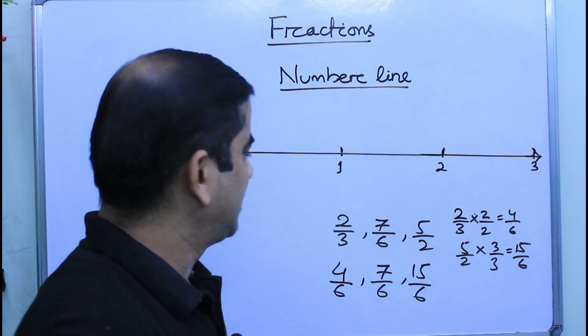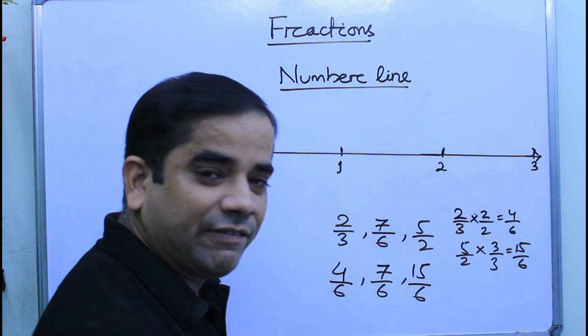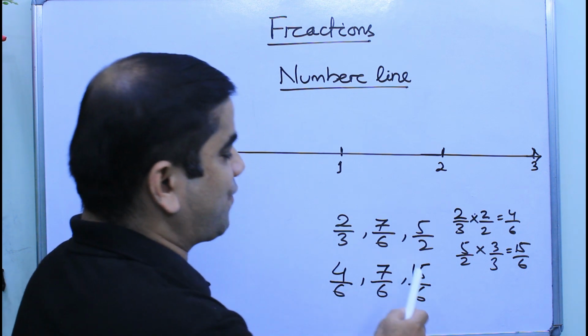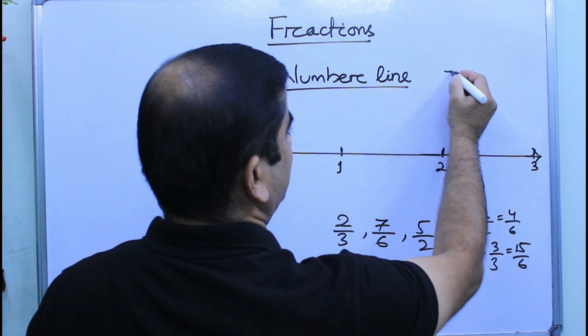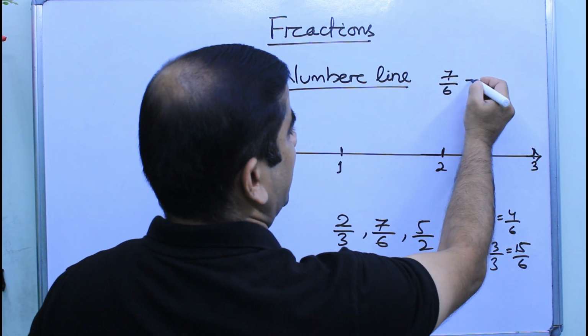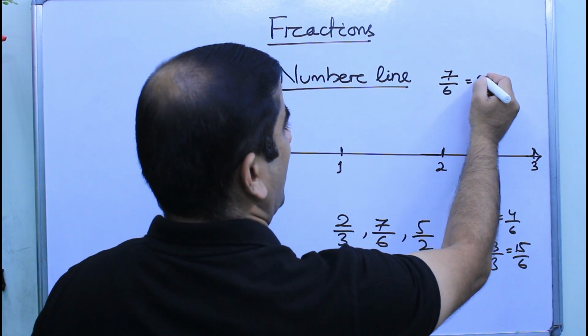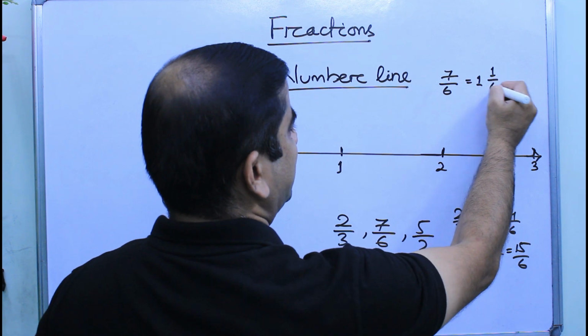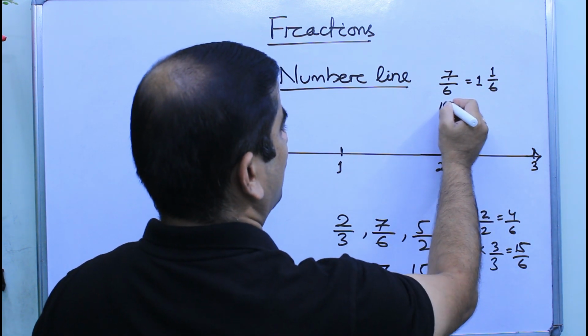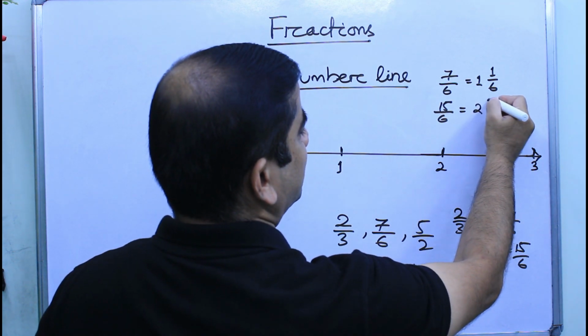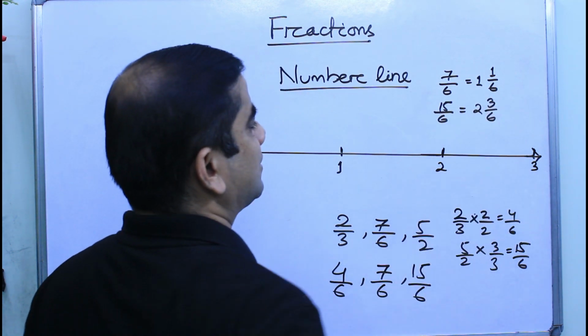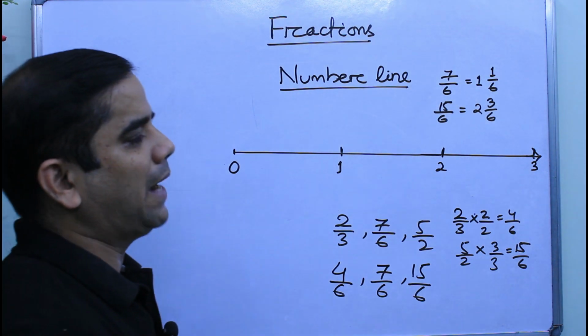Okay. Students, let us now divide the improper fractions into mixed fractions first. Okay. So 7 by 6 will be 7 divided by 6, that is 1 whole 1 by 6, and 15 by 6, when we convert it into mixed fraction, it will give us 2 whole 3 by 6. Okay, 2 whole 3 by 6.